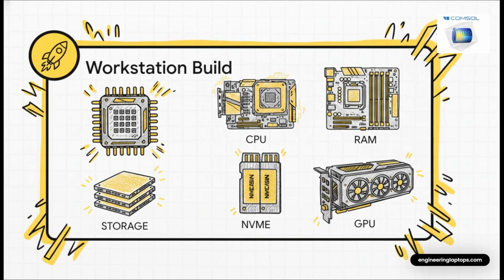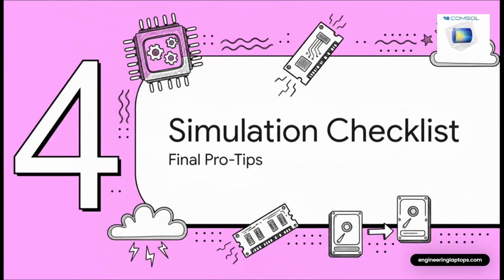And finally, for the heavy hitters, we have the top-tier workstation. Here, we're talking about high core count CPUs like a Threadripper, a massive 128 gigabytes of RAM or even more, and a professional-grade NVIDIA GPU. This is the machine you need when you're running the most demanding industrial models, huge parametric studies, and really complex simulations.